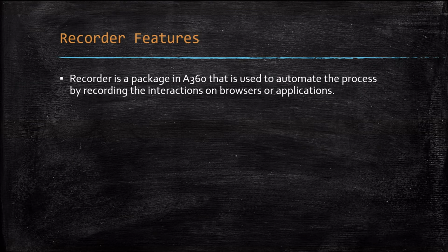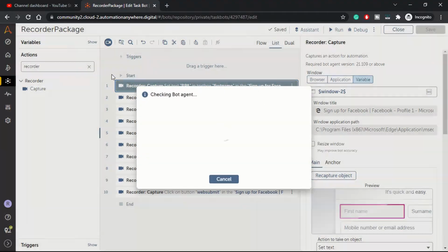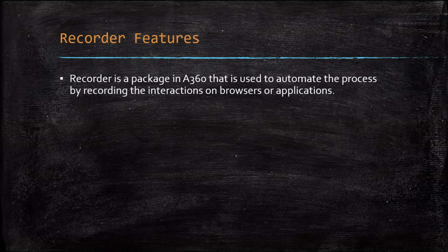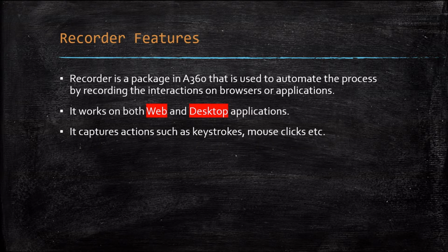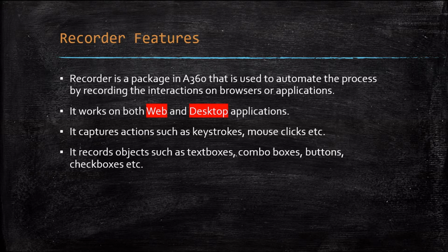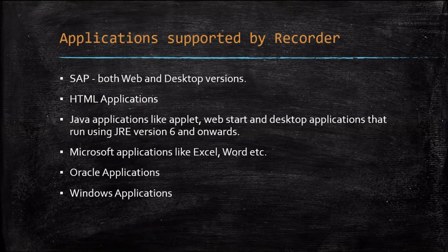First of all, recorder is a package that is used to automate the process by capturing or recording the interactions on a browser or different applications. It works both on web as well as desktop applications. It captures actions such as keystrokes, mouse clicks, and it also records objects such as combo boxes, text boxes, buttons, checkboxes, etc.